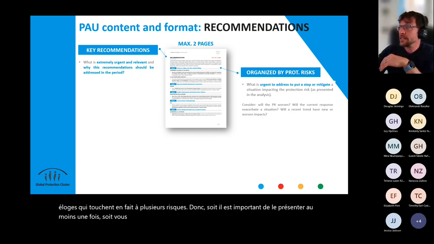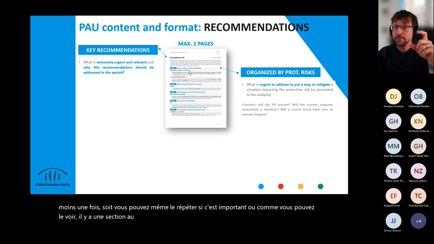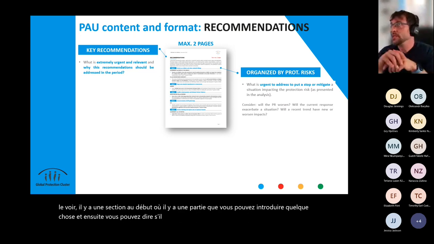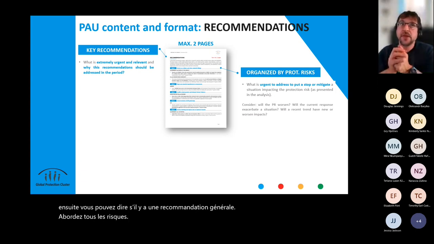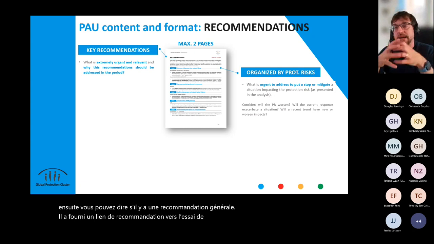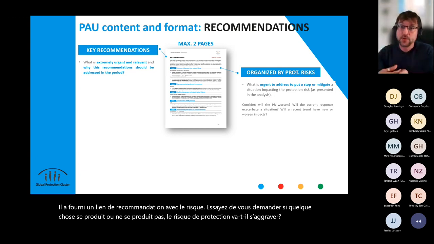Or as you can see, there is a section at the beginning where you can introduce something, and then you can say if there is a general recommendation that touches on all risks. In providing the recommendation linked to a risk, try to think whether, if something happens or doesn't happen, the protection risk will get worse. Or think about the response we are providing.